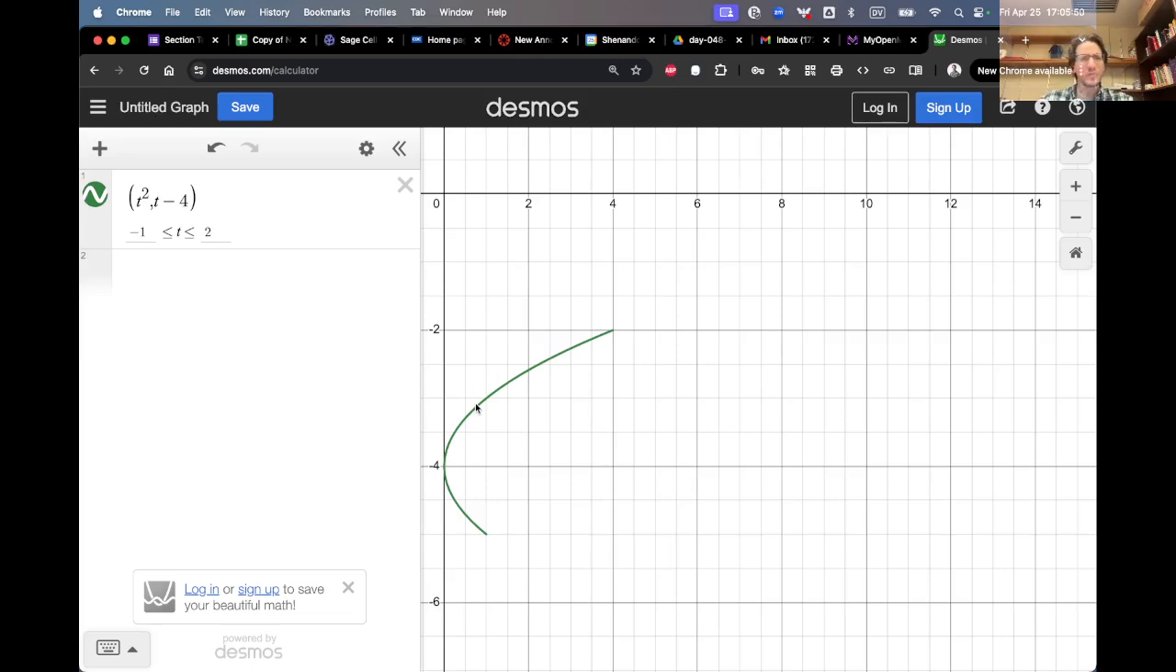Okay. So that's eliminating the parameter. One thing you can always try is solving for t with one equation and plugging that t into the other equation to get one equation, two unknowns, which you know how to plot.